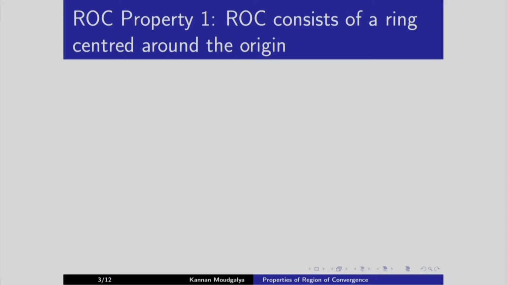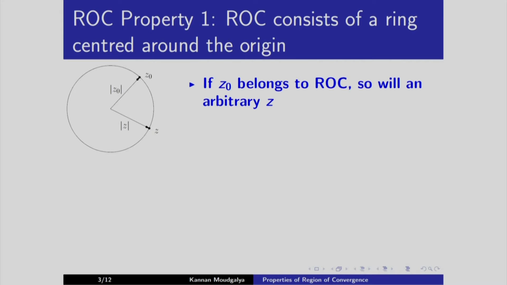So let us take up property 1. Recall that ROC stands for region of convergence. ROC consists of a ring centered around the origin. What do we mean by that? Let us take a ring. This Z0 belongs to ROC. The magnitude is, say, Z0 absolute. Let us take a circle. Then all points on this circle have the same magnitude. So let us take an arbitrary Z. This Z will also belong to this region of convergence. That is what we want to prove.